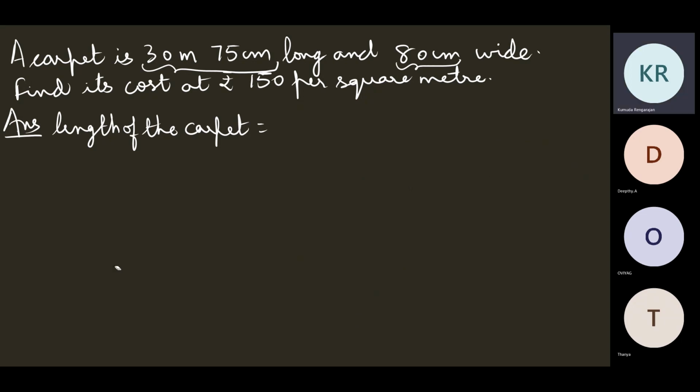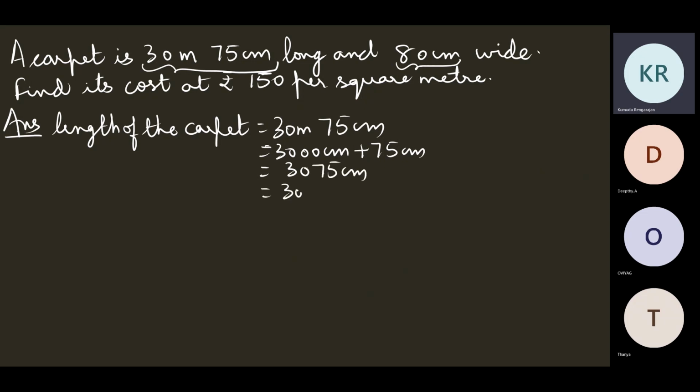You can do it in one step, but I'm showing all the steps, children. Length is 30 meters, 75 centimeters. This is nothing but 30 meters, which is 30 followed by 2 zeros, centimeter, plus 75 centimeter. So this is 3075 centimeter. To convert this to meters, it will be 3075 divided by 100, which is 30.75 meters.